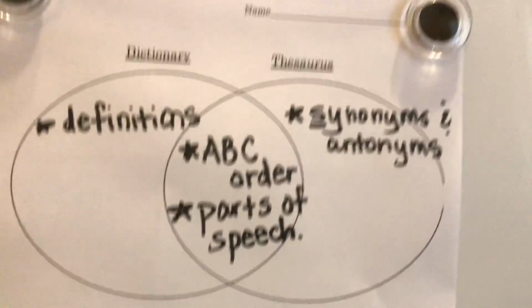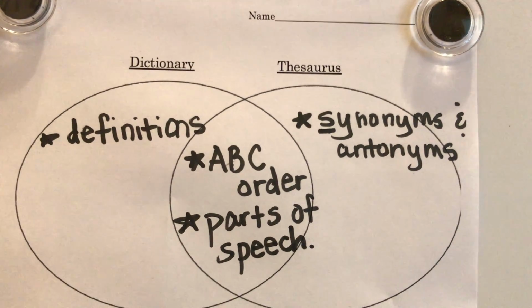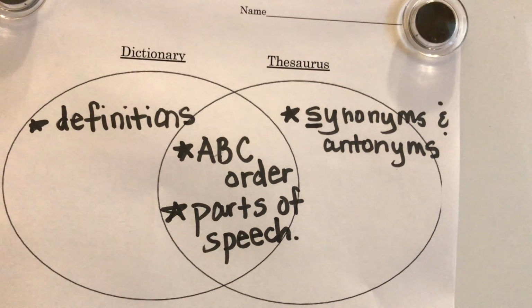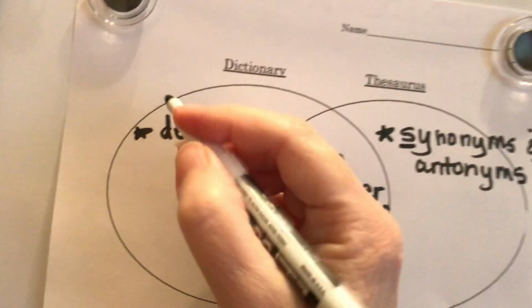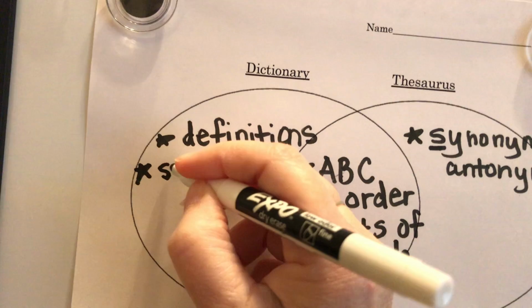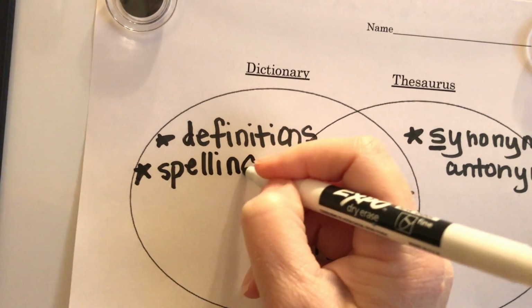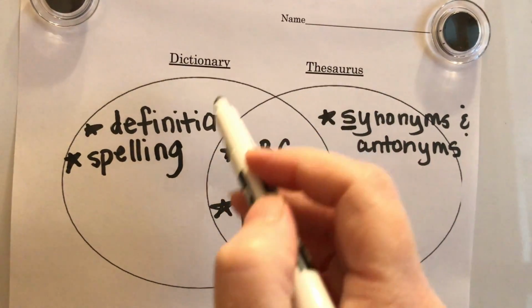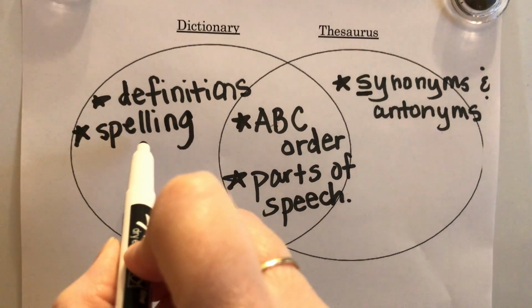Okay, so these are some really important differences between these two. If you're looking for the definition, or how to spell a word, I mean, you could look in a thesaurus, but I would look more in a dictionary for the spelling of a word. So in a dictionary, we have the definitions, what it means. You can look it up to find how you spell a word.